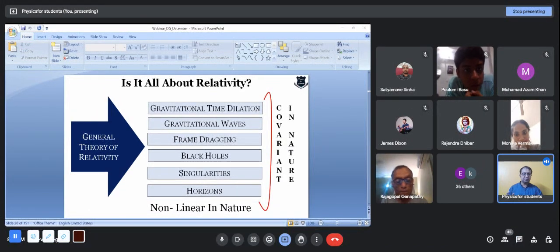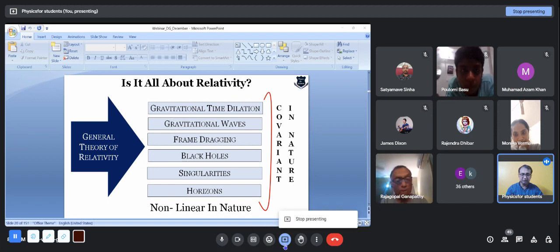So what I'm trying to tell is that if you see gravitational time dilation, black hole singularities, etc., they are very non-linear in nature. Non-linear means it won't move in a straight path. It will move this way, and it will accelerate, right? And this is something which is called covariant in nature. Now, if you ask me what is covariant in nature, just hold on for a second.